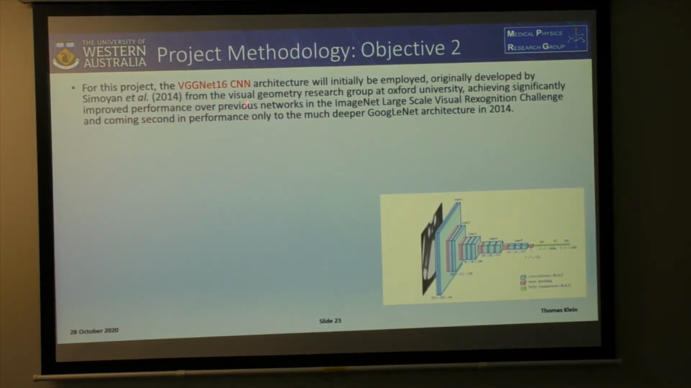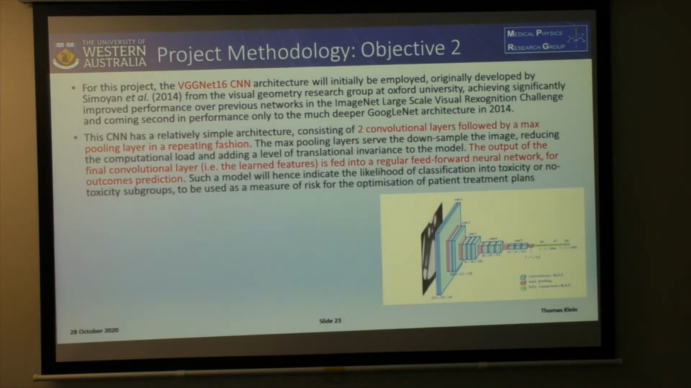For this project, we'll use the VGGNet 16 CNN architecture initially, which has the advantage of being a relatively simple architecture, but also has been shown to perform extremely well at image recognition tasks. As I mentioned, it has a relatively simple architecture consisting of 2 convolutional layers followed by a max pooling layer, and that just repeats through the network.